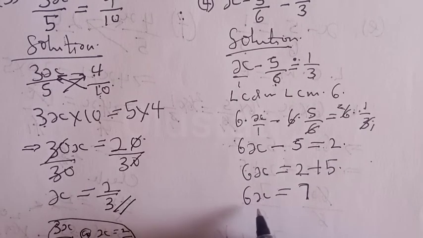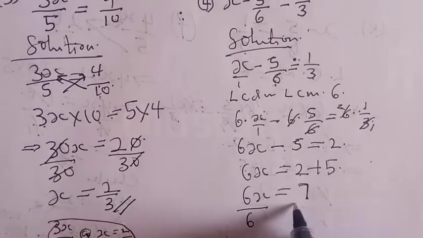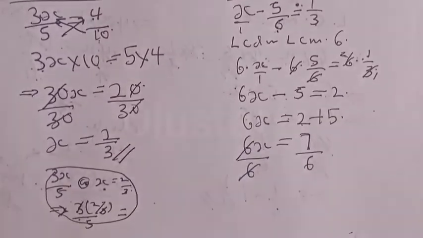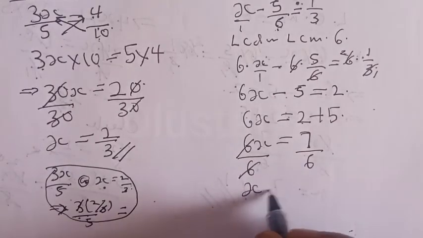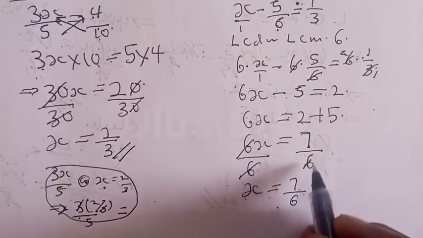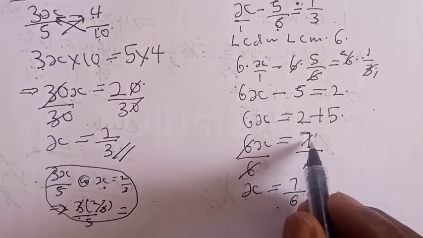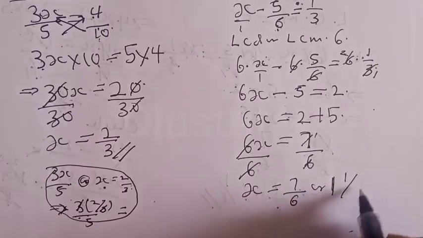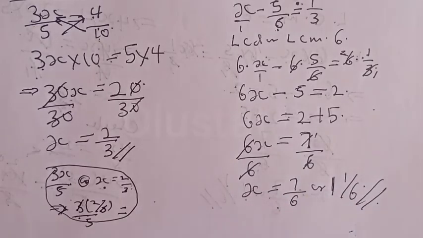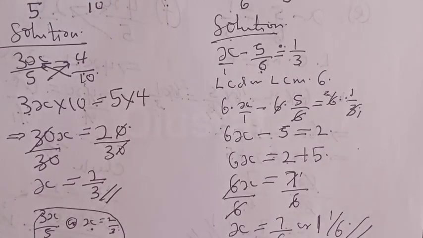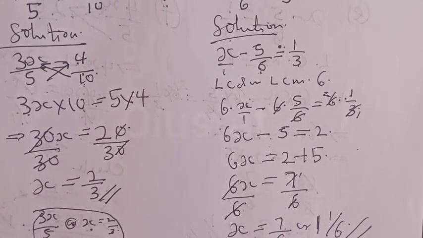Then we divide both sides by 6. 6 over 6, this one will cancel this. Then our x is equal to 7 over 6. Or 6 here, 1; 6 goes into 7, 1. Then remain 1. 1 over what? 6. Answer. If you look at the question, you can see that it's very, very easy and very simple. I believe you all understand the class.